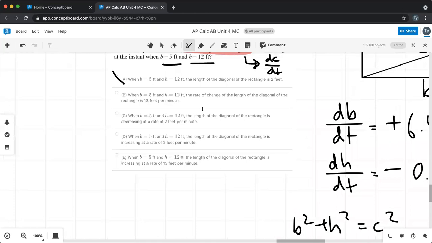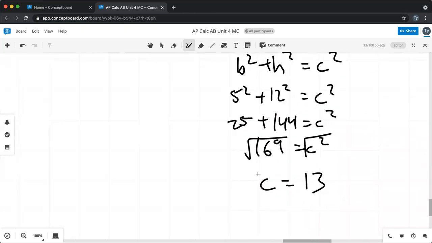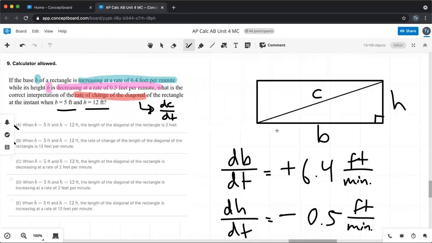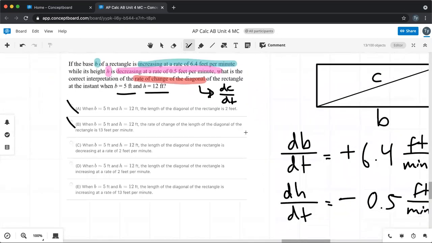Okay, again, our answer was plus 2 feet per minute. This says 13. That's not our answer. Again, they're trying to trick you here though, right? Because we saw a 13 in our answer, but this was the length of our diagonal, not the rate of change of that length at a certain time. So they're trying to trick you. Same thing for E, right? We have 13 here. Our answer was 2, not 13. So we're between these two answers.